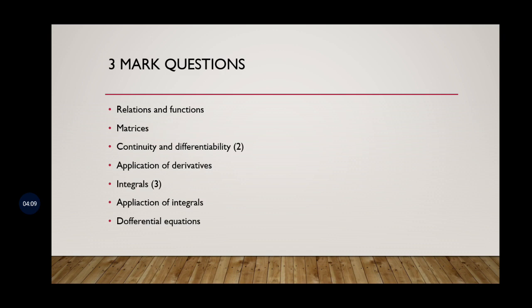Next are the 3 mark questions. 3 mark questions would be from the 25th question to the 38th question. Relations and functions is a chapter which is there in all of them, for 5, 3, 2 and 1 marks. For 3 marks, they can ask finding out the equivalence, or finding out whether it is reflexive, transitive but not symmetric. These types of questions will come for 3 marks.